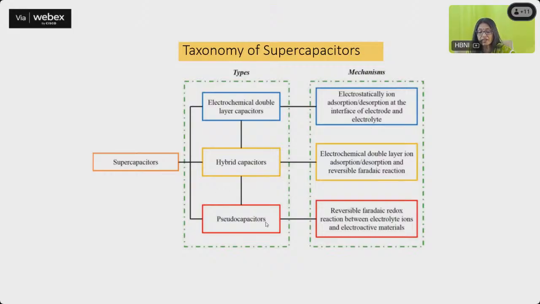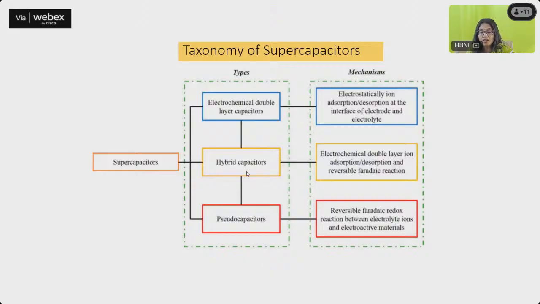Whereas on the other end, you have the pseudocapacitors. So here what happens is a reversible Faradaic redox reaction between the electrolyte ion and the electroactive material. So this basically stores energy by Faradaic redox reactions, whereas in the case of the electrochemical double layer capacitor, what you have is an electrostatic ion adsorption-desorption, which is giving rise to the charge storage.